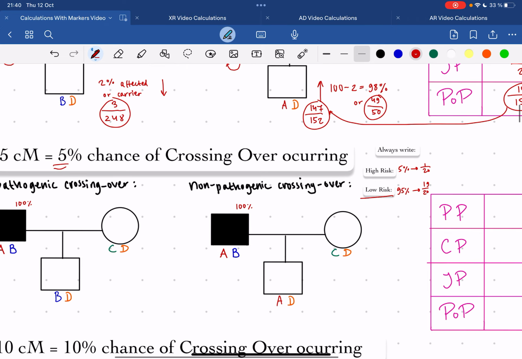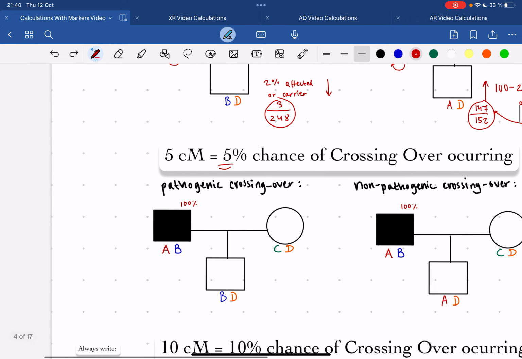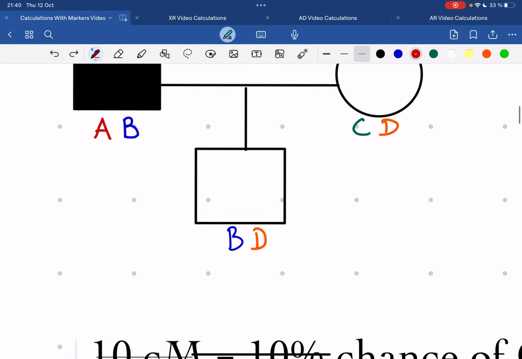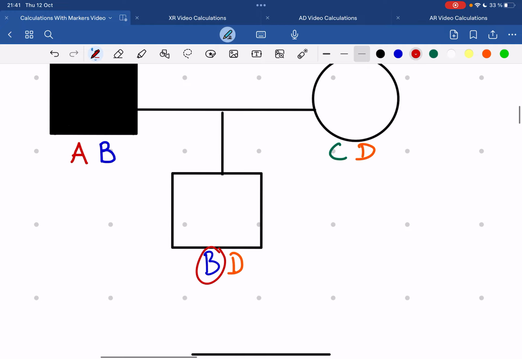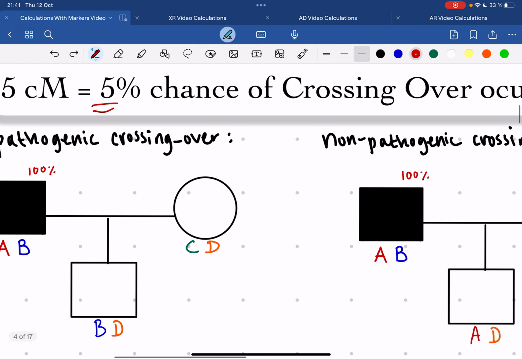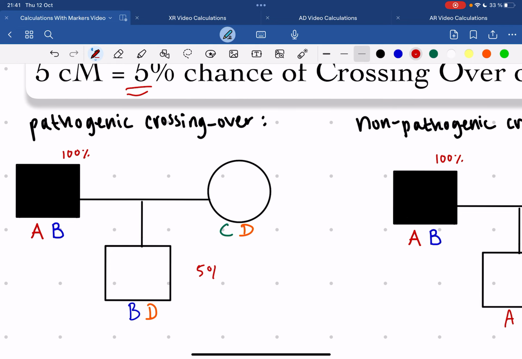Why it's low and high risk like this, we can just go through it again. Here, there's a low risk for this person to be carrying this pathogenic allele because it doesn't match with the marker of the pathogenic allele. However, there's still a risk for crossing over to occur. So therefore, the risk for this person to be affected or a carrier is 5% for affected or carrier.